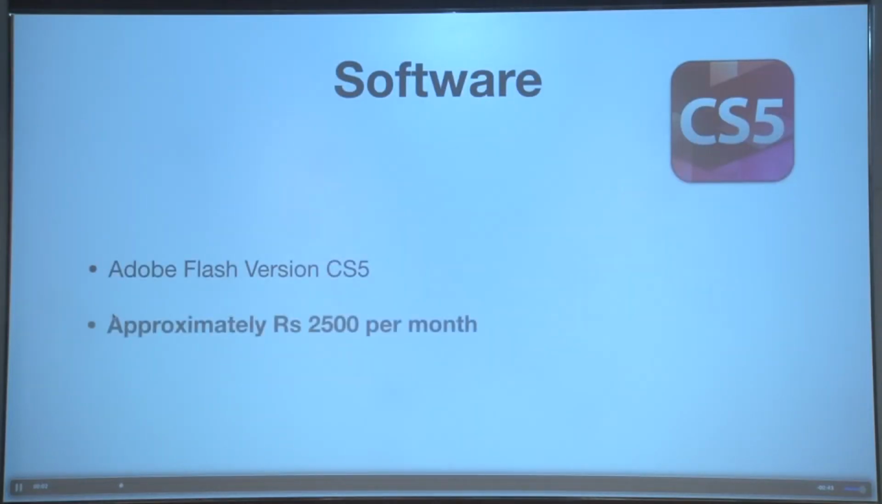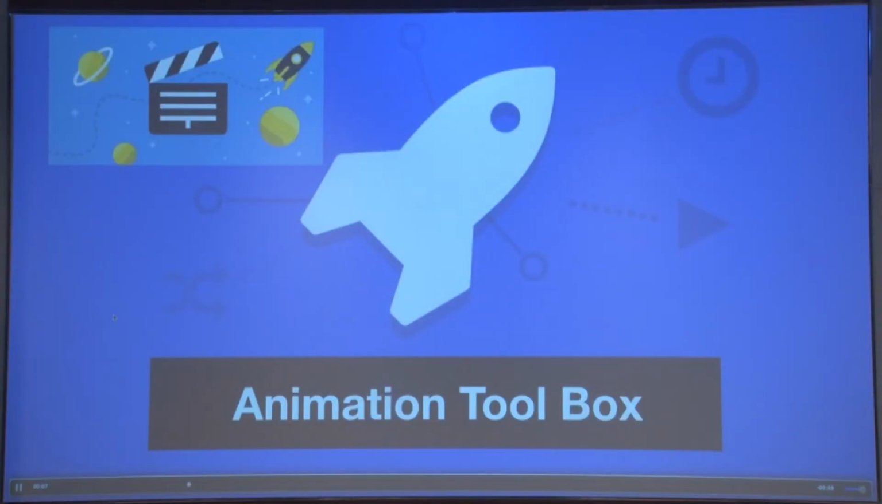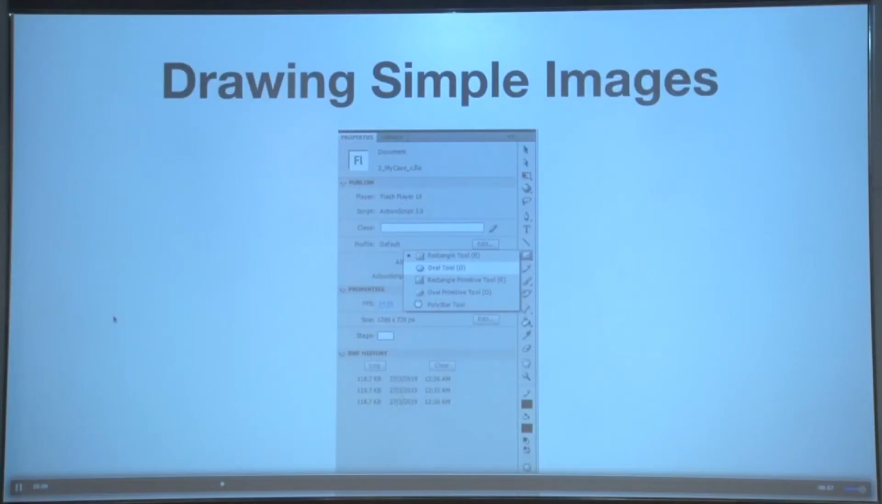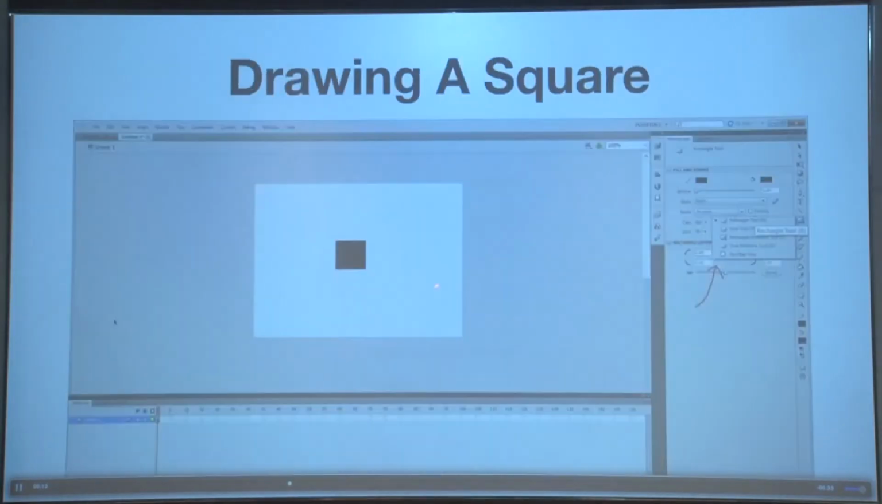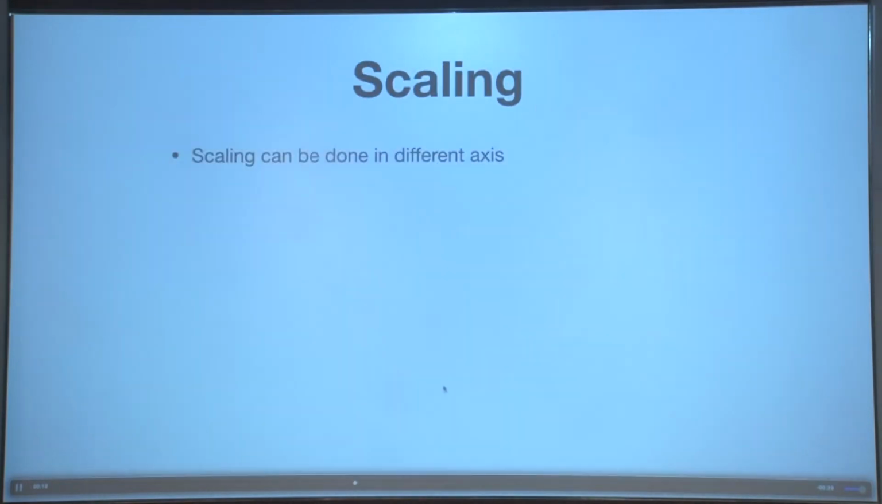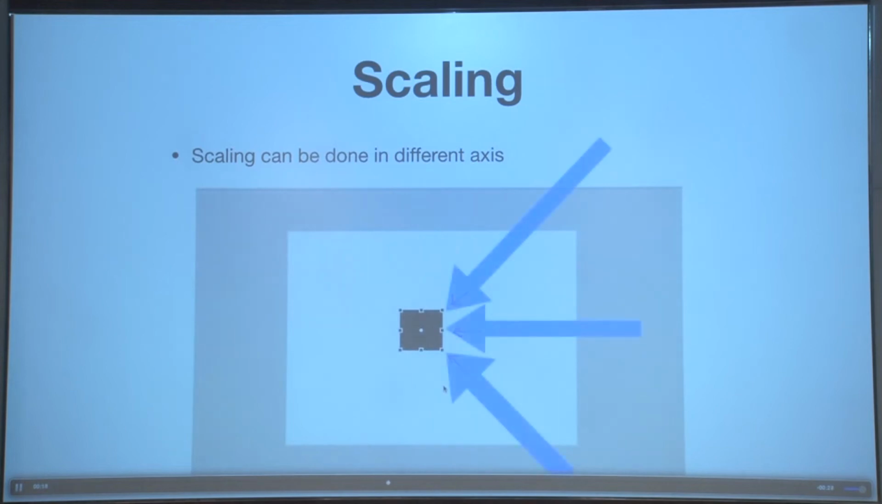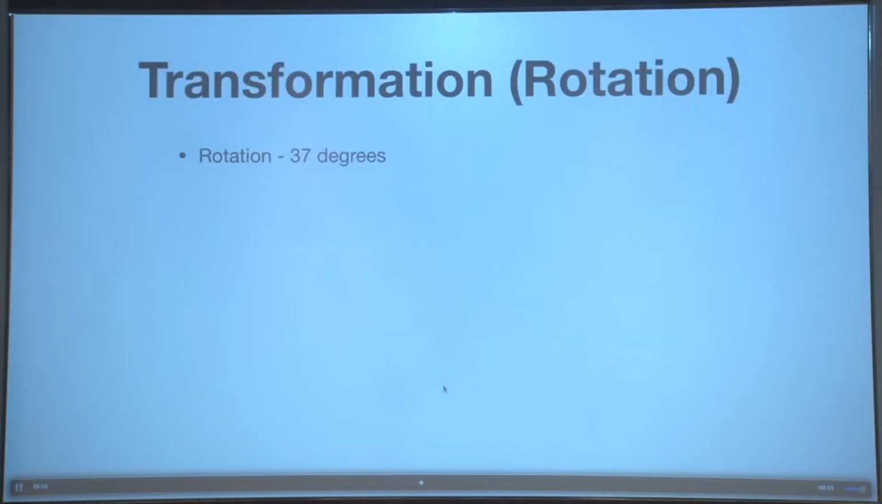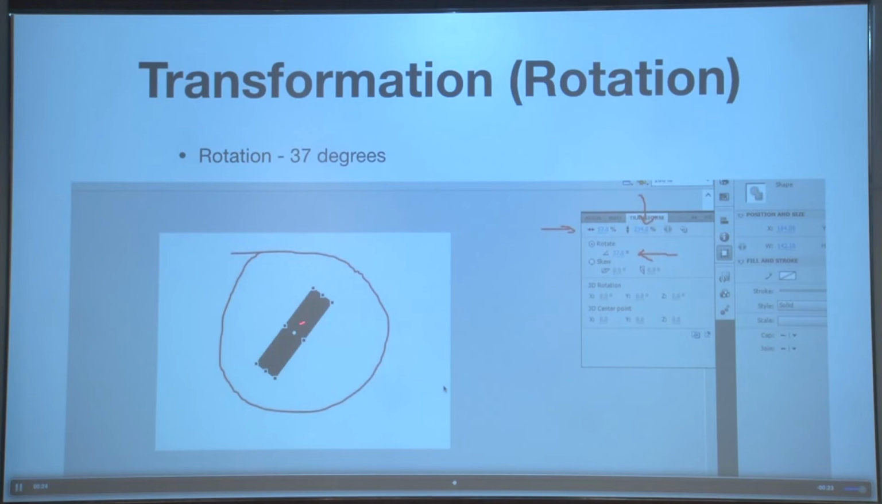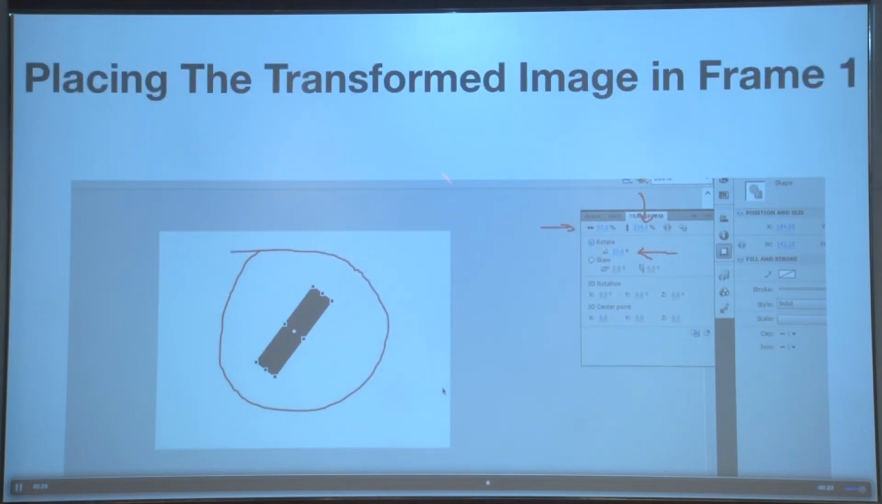Initially I started with Adobe Flash version CS5, which costs approximately 2500, and that is my animation toolbox. It is just like drawing a simple square or a simple oval. So you just choose a simple square here. I first draw a square. Once you draw a square, you can scale it on any axis you want and make it into a rectangle. Now, for example, the rectangle is at 37 degrees in the first frame. At the end, we have frame 20.